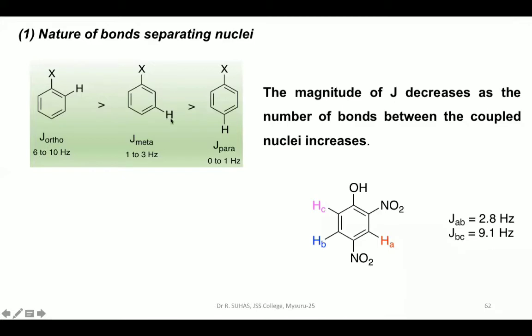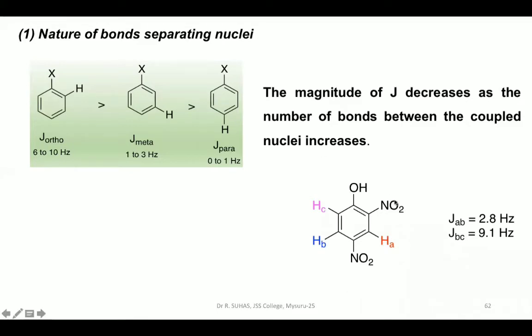Next, coming to the meta hydrogen, to this X, this H becomes meta, and as the distance increases, the interaction becomes less and less. Because of the lesser interaction, the J also becomes less. When compared to ortho, it is just 1 to 3, whereas the ortho proton showed 6 to 10. The last is para. With respect to X, this hydrogen is para. So J para, look at this distance, it is very, very far. When the distance becomes very far, the interaction becomes very, very small. Because of the smaller interaction, J sometimes becomes 0, or if at all there is any small interaction, it may show a very, very small coupling constant value.